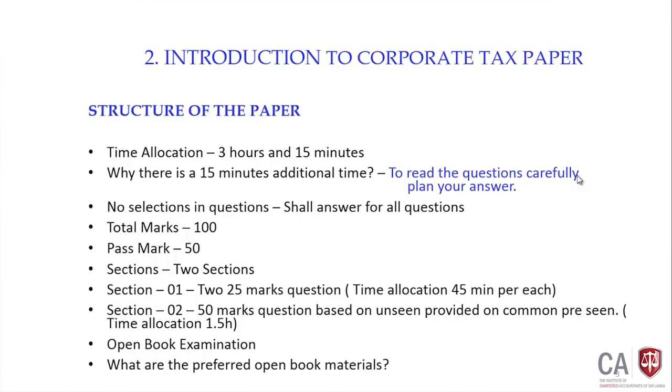Then there are two sections in the paper, section 1 and section 2. Section 1 comprises two questions, question 1 and question 2. The next part is section 2, which is question 3, mainly the 50-mark question, which is based on the pre-seen material given before the examination. The examiner is providing you an unseen scenario.